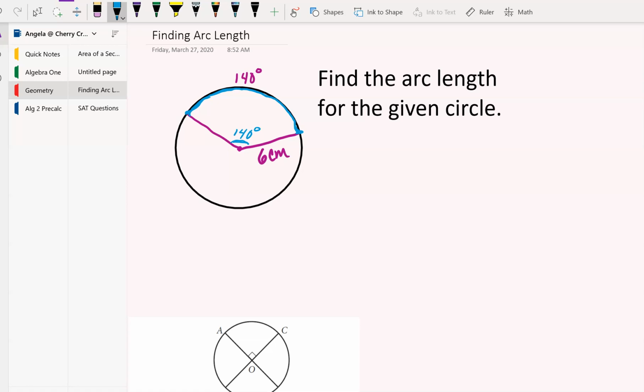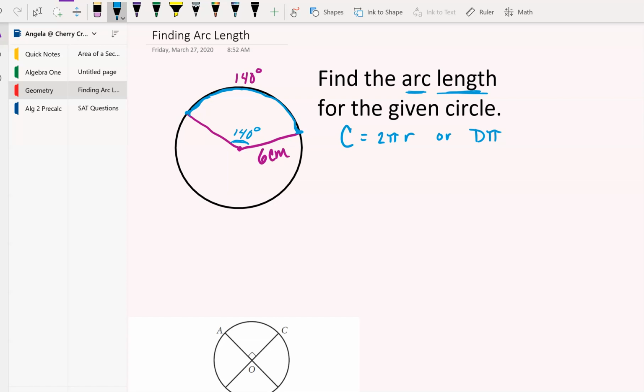We do know that the arc length is going to be determined by the radius of the circle, and we know it's in centimeters. And so when you see the words arc length, a good place to start is with the circumference of the circle. So 2 times pi times the radius, or the diameter times pi is another way to write the formula for the circumference of a circle.